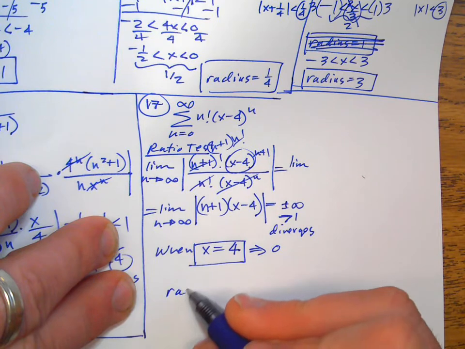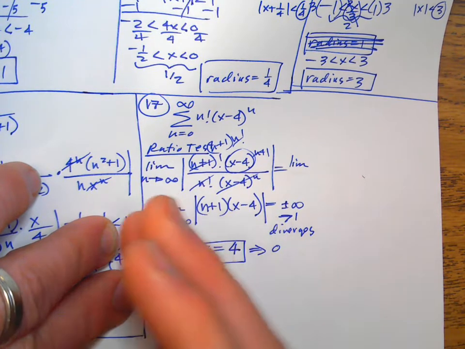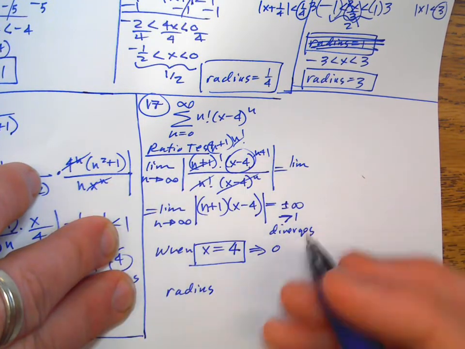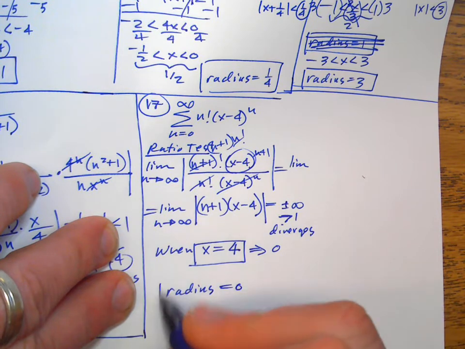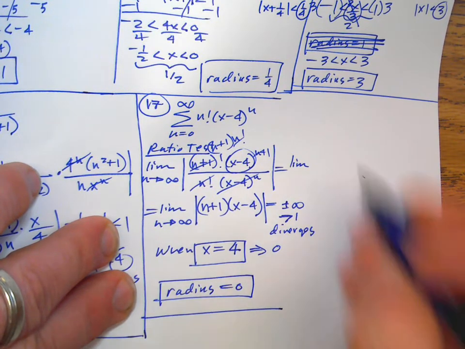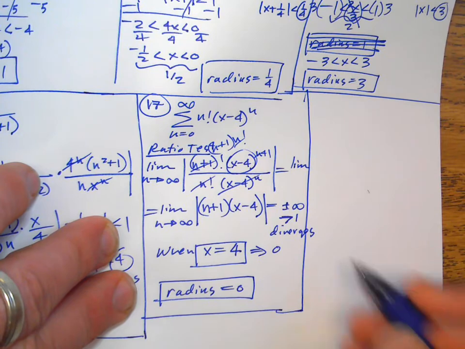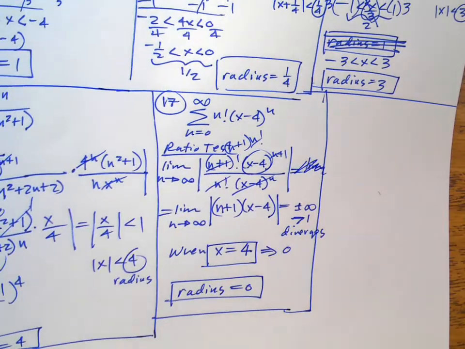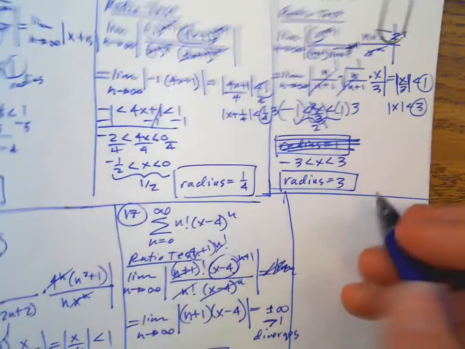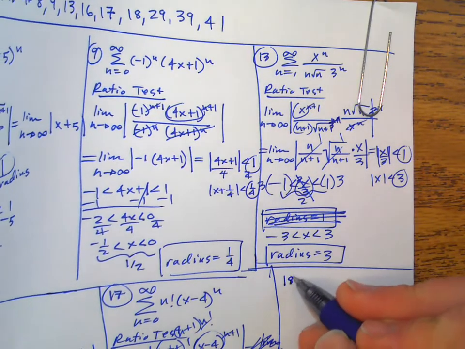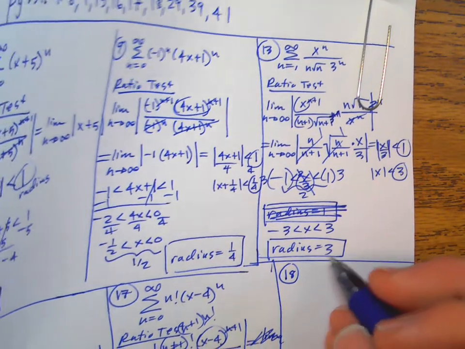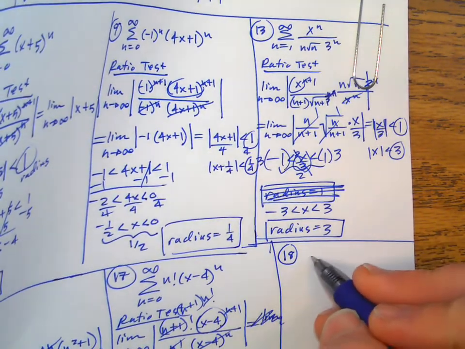This is a special case. What would the radius be in that case? How far from the center does the interval of convergence extend? 0. Now, a radius of 0 doesn't mean we don't have any answers, but this is a special case. It only converges for a single x value.